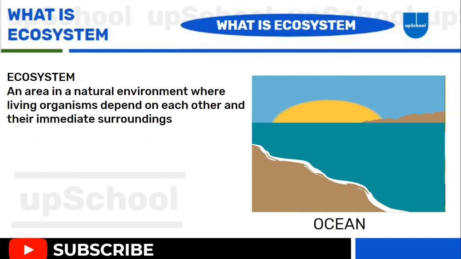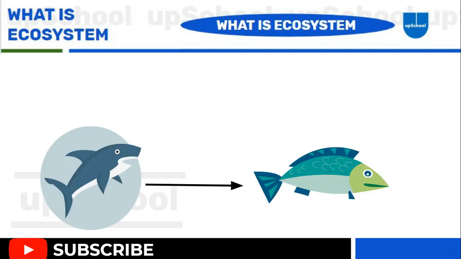So here's another example to understand what an ecosystem is. Imagine that inside the ocean, there's a shark, and the shark eats the small fish for food, and it needs the water to breathe in. This right here is an ecosystem. Why? Because in an area in a natural environment, in this case the ocean, the living organism, which in this case is the shark, is depending on its immediate surroundings.